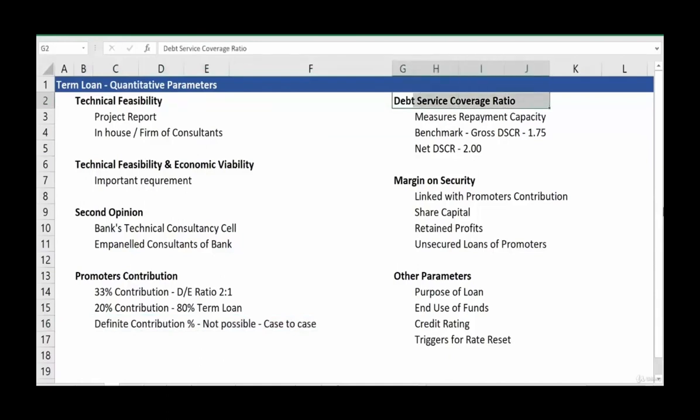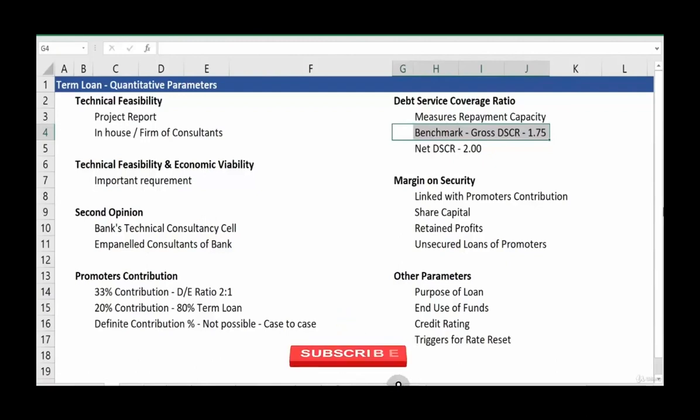This is the ratio which is going to measure how many times cash accruals will cover repayment obligations including interest. There is a benchmark ratio for DSCR. It is 1.75. It means cash accrual should be 1.75 times of total repayment obligations in a year.